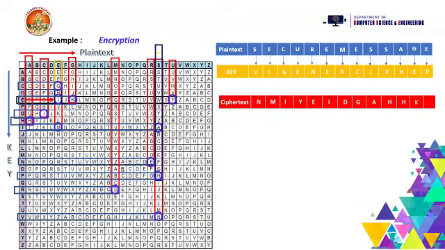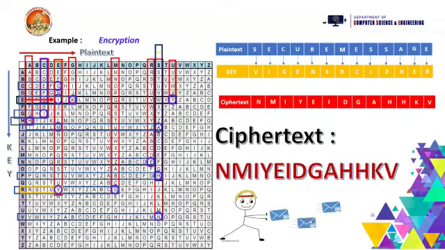Next plaintext character is E and the key is R. Find E on plaintext. Find R on key and the intersecting character is V. We are going to replace E with V. In this way we will generate our ciphertext. We will forward this ciphertext to the receiver. See here.